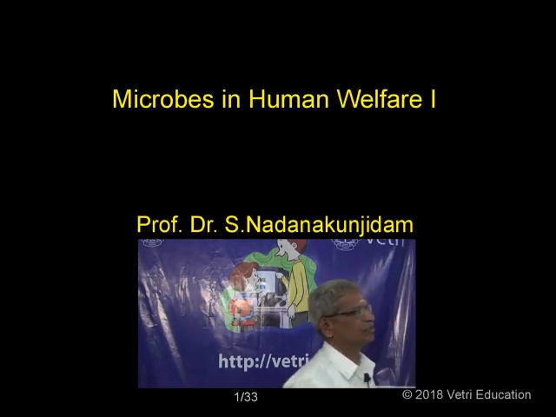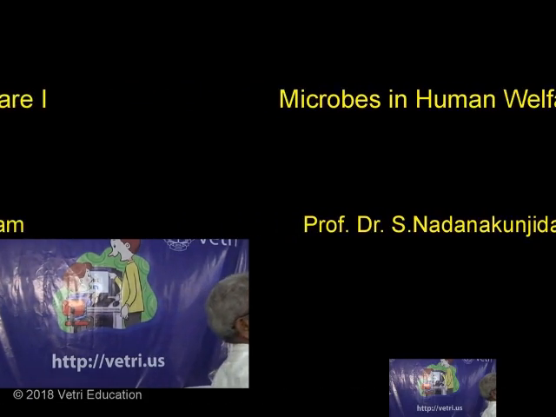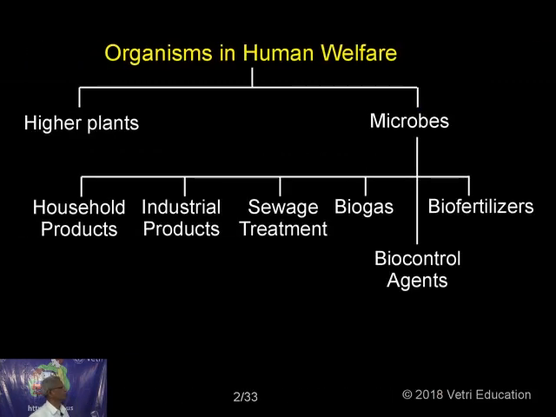It will be divided into two lectures. First, we will learn half of it in today's class. Now, in the broad category of organisms in human welfare, I am dividing it into higher plants and microbes. Just like we divide organisms into prokaryota and eukaryota, for this purpose I classify them into two categories, namely the use of higher organisms in human welfare and the use of microbes in human welfare. That's our concern.